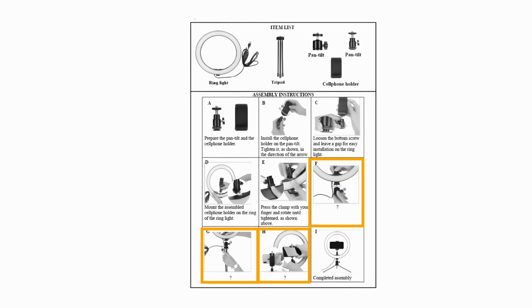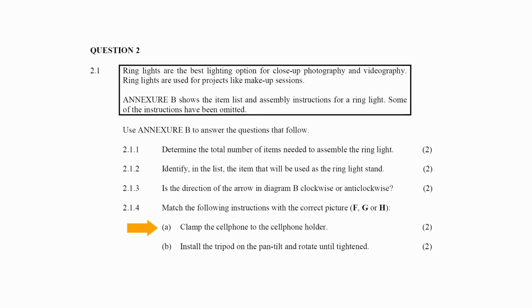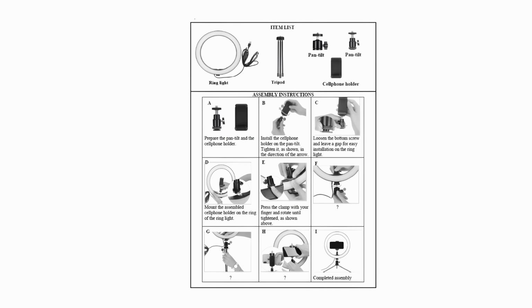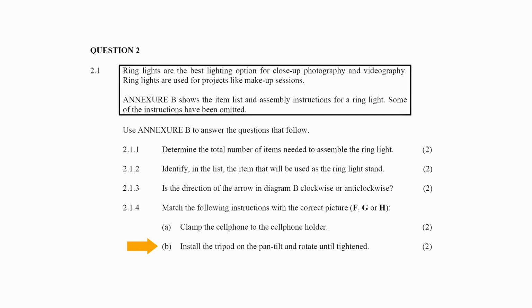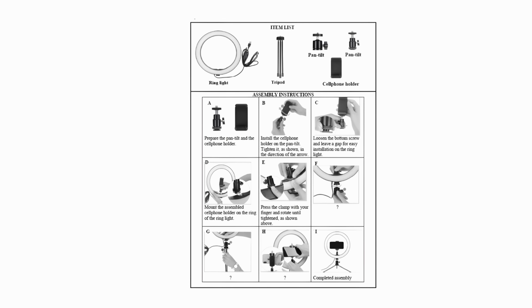In question 214, you have to match the following instructions with the correct picture F, G or H. In question 214a, the instruction is to clamp the cell phone to the cell phone holder. From the assembly diagram, we note that H matches this instruction. In question 214b, the instruction is to install the tripod on the pan tilt and rotate until tightened. From the assembly diagram, the image that describes this instruction is G.